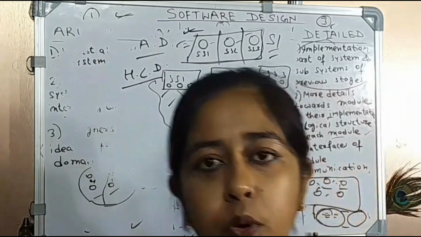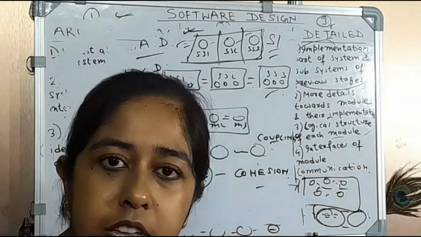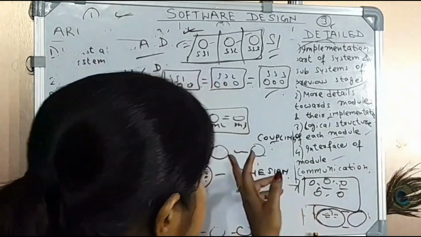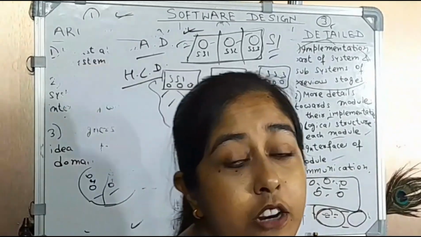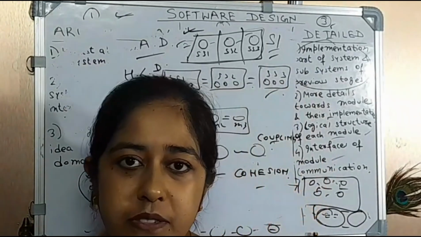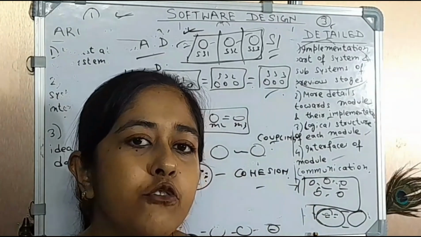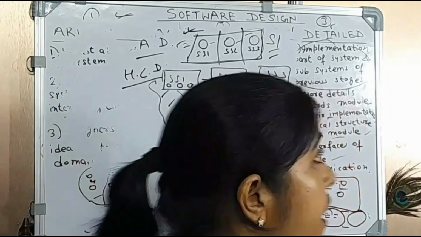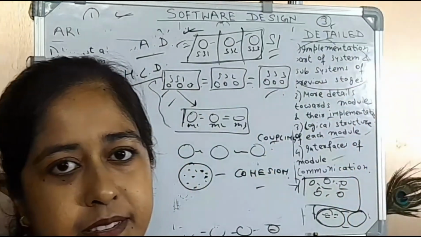Means the lowest level of your software. And interfaces of module communication, as I've already told you, coupling and cohesion. This is what is known as modular communication. So the interaction between those modules, this whole communication thing, comes in this phase, that is my details phase.